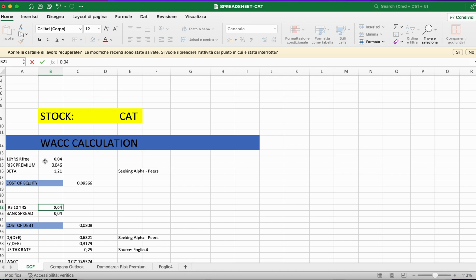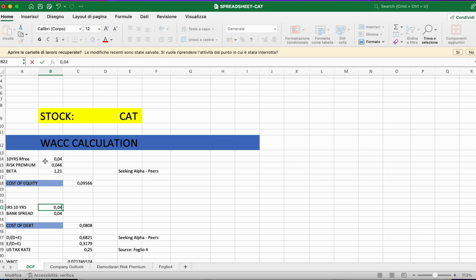Next, we have the risk premium. I've taken it from the spreadsheet from Aswath Damodaran that he publishes, I think, every year. And this year, the risk premium for the United States, he said, was 4.6%. So yeah, here it is.